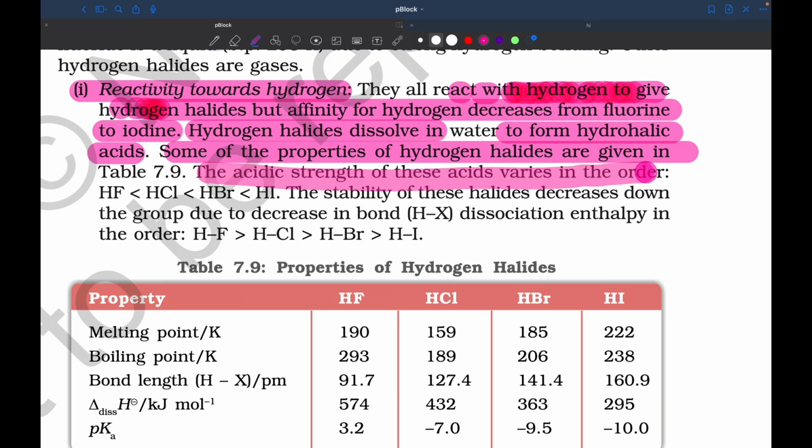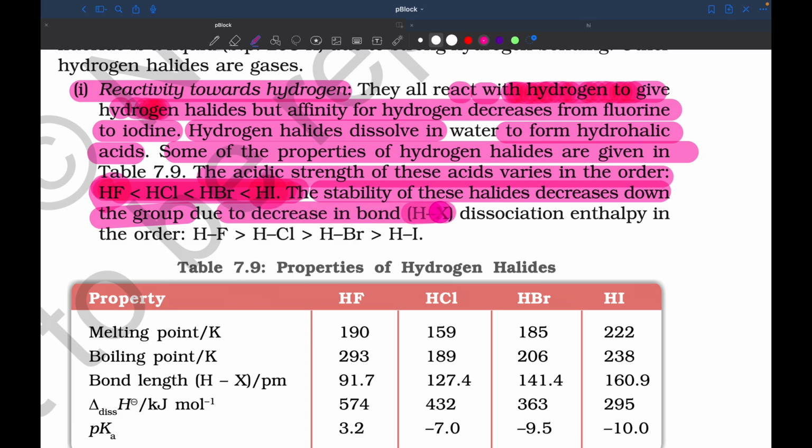Acidic strength varies in this order. This is the acidic strength of hydrogen halides. The strongest acid is HI, the weakest acid is HF. The stability of these halides decreases down the group due to decrease in bond dissociation enthalpy. The HF bond is the strongest bond, so more energy is required to break it. Stronger bonds require more energy, whereas the bond here is weak, so it is easy to break down.